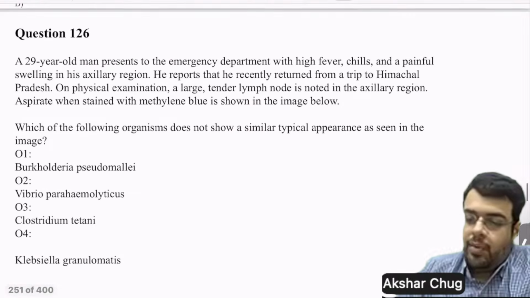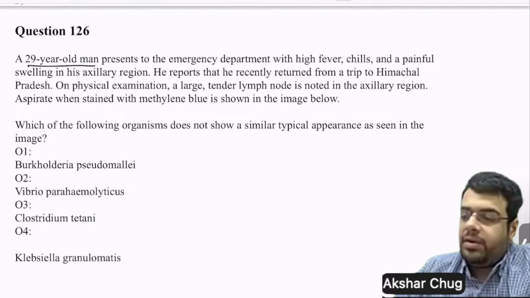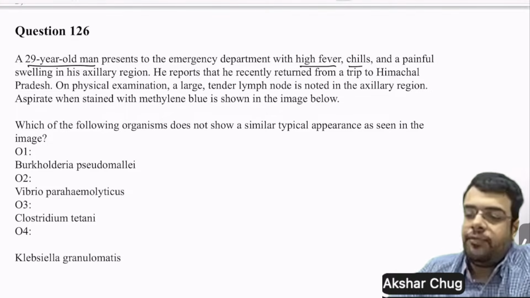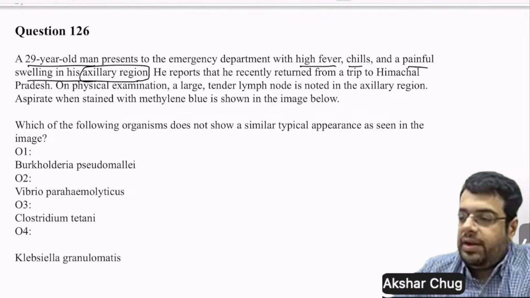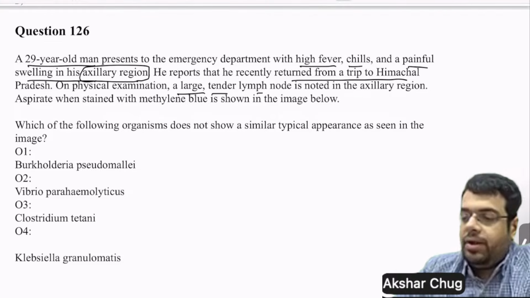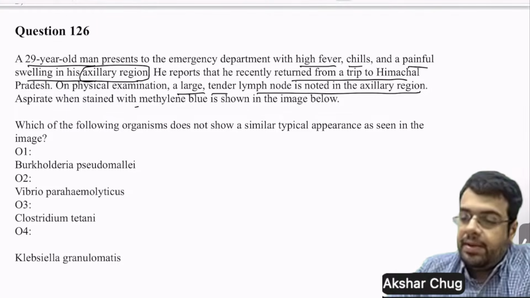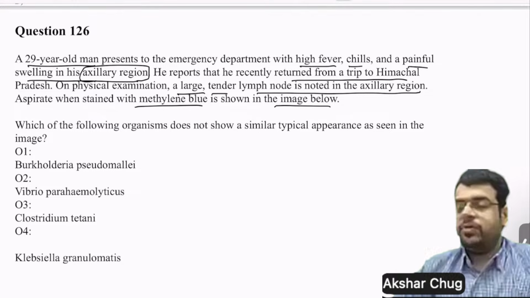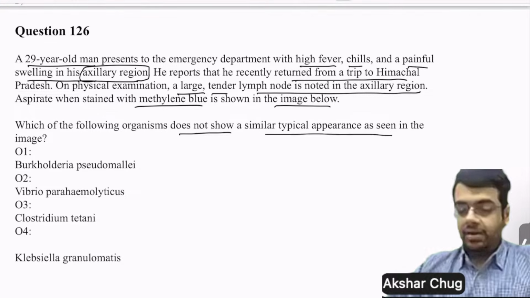Question 126. 29-year-old male presents to the emergency department with high fever, chills, and a painful swelling in the axillary region. Reports he recently returned from a trip to Himachal Pradesh. On physical examination, a large tender lymph node is noted in the axillary region. Aspirate is stained with methylene blue and is shown in the image below. Which of the following organisms does not show a similar typical appearance as seen in the image?